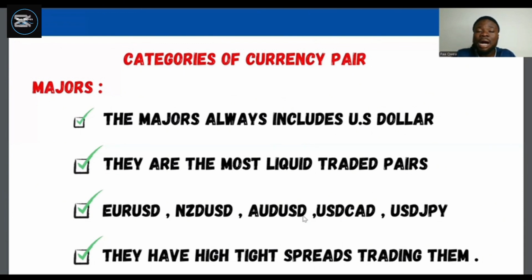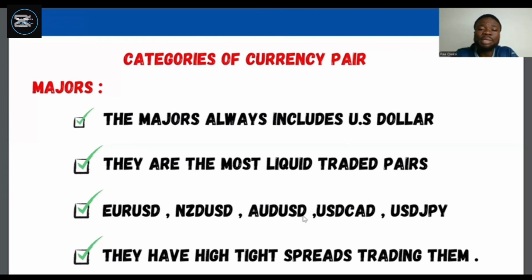So currencies are mostly traded in pairs. So we're having different types of currency pairs. They've categorized them into different types. So we're having major currency pairs, we're having the crosses or the minors, and we're having the exotic currency pairs. So let's talk about the major currency pairs.